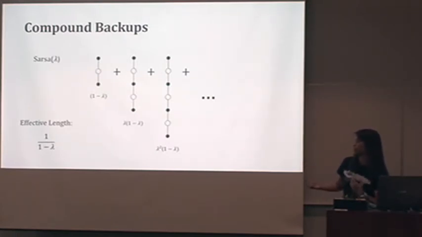What you can take away from that is that as you increase lambda, the effective length of this backup will increase. And so lambda can be interpreted as the effective length of the backup, or the length parameter. It's also referred to as the degree of bootstrapping, because as the length increases, it's as if you're including more rewards in your sequence before you start bootstrapping.